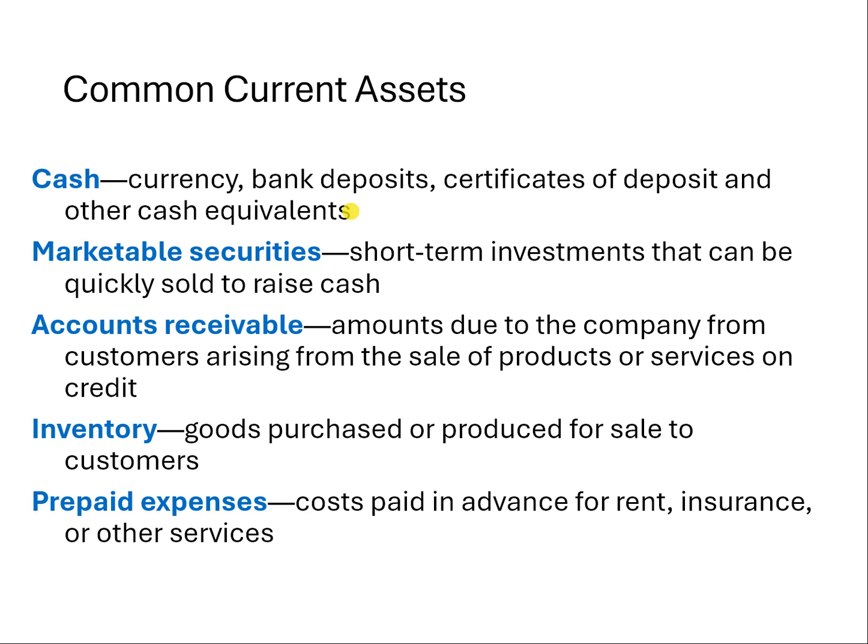For example, at the U.S. Treasury, we can purchase U.S. Treasuries, and we can sell them anytime with virtually no risk. Those will be called cash equivalents. Whenever there's a certain risk for those short-term investments, you can no longer record them as cash equivalents. Instead, you can put them into marketable securities. Those are short-term investments, but still can be quickly sold to raise cash.